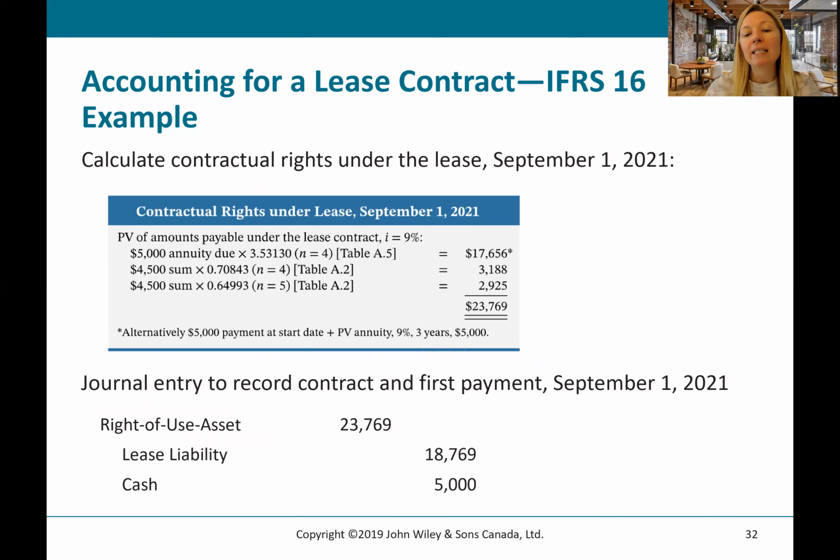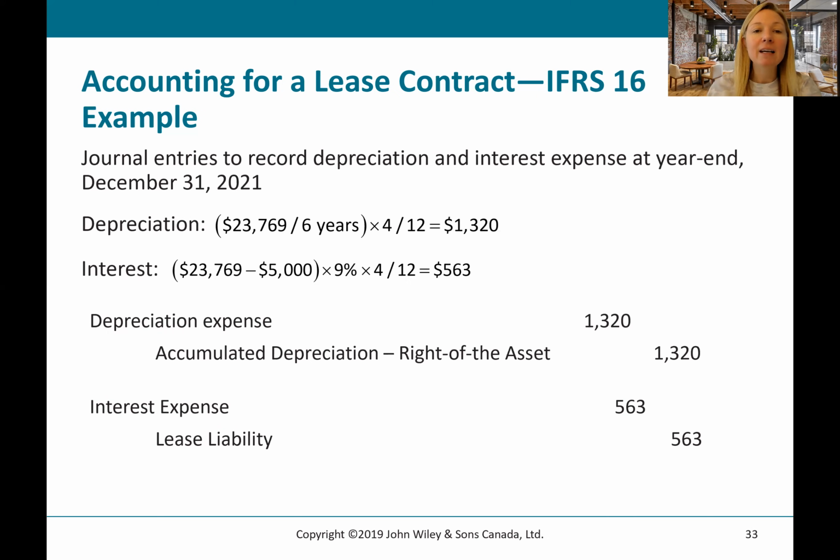So we had recorded $18,769. So 18,769 times 9%, which is our implicit rate, times 4/12 is going to give us an interest expense for this first period of $563. And you can see we're going to say debit interest expense, $563, and credit lease liability, $563.